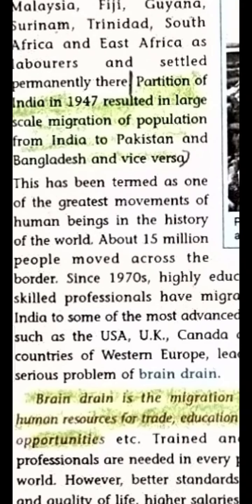Since the 1970s, highly educated people and skilled professionals have migrated from India to some of the most advanced countries such as the USA, UK, Canada, and some countries of Western Europe, leading to a serious problem of brain drain. After the 1970s, the cream layer, very educated people, were leaving their own country and settling abroad, especially in advanced countries. That means they were not working for their own nation. They were using their brains to work for the developed nations. So this was a serious problem, and this phenomenon was called the brain drain.